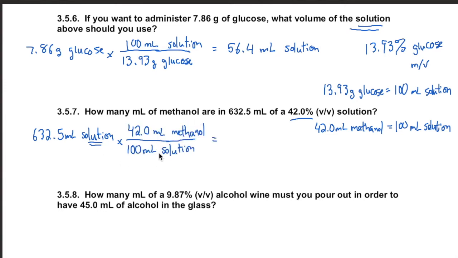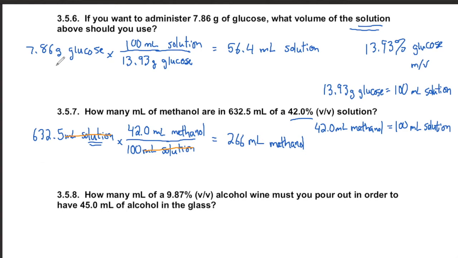And when you write the conversion factor, you might want to be a little bit more specific instead of just writing milliliters over milliliters, because milliliters are going to cancel either way. But if you write that this is milliliters of solution on the bottom, then you know that you're canceling milliliters of solution, and you'll end up with milliliters of methanol. And so we would have 266 milliliters of methanol in this 632.5 milliliters of solution.